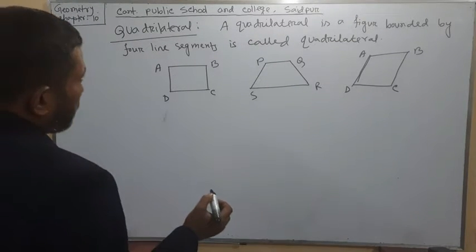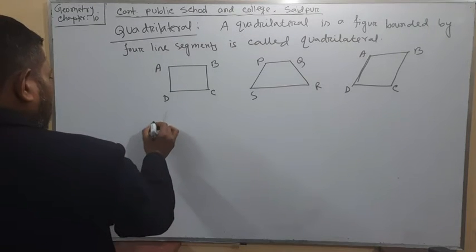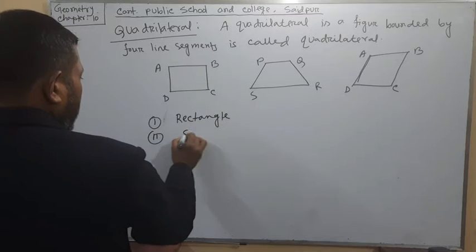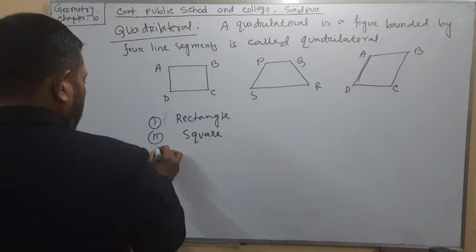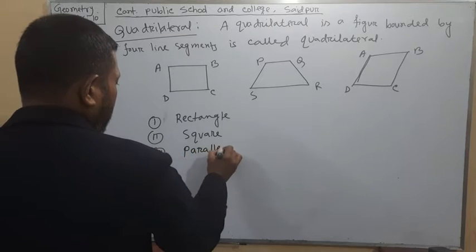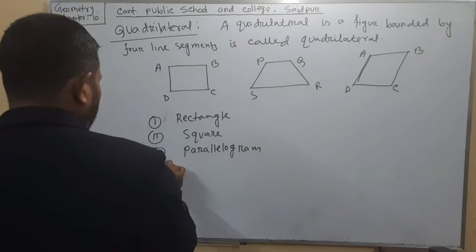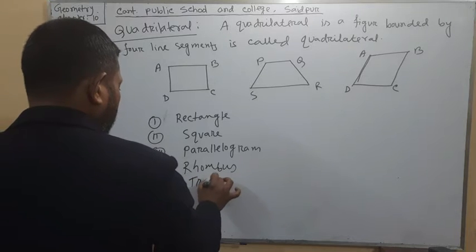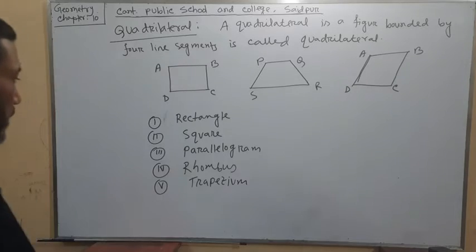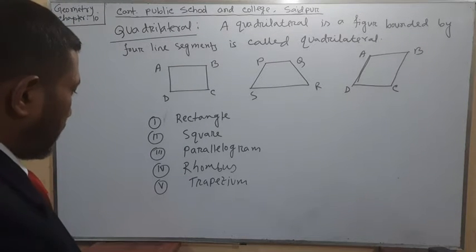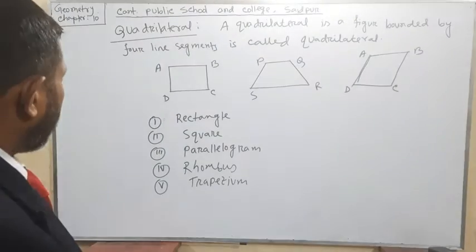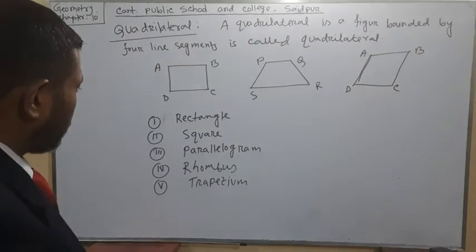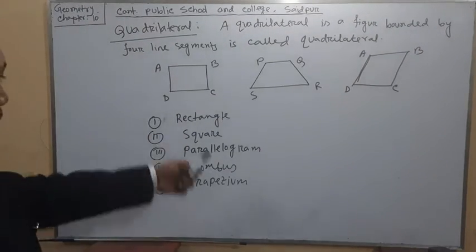I am writing some quadrilaterals. This is a rectangle, a square, parallelogram, rhombus, and trapezium. Rectangle, square, parallelogram, rhombus and trapezium. These are the symmetrical quadrilaterals. There are some common characteristics. First, among them I will discuss rectangle.